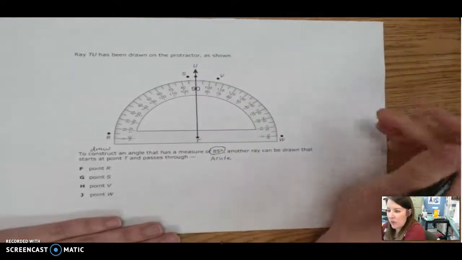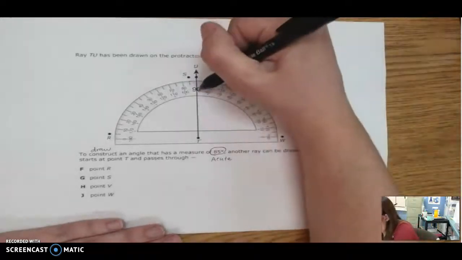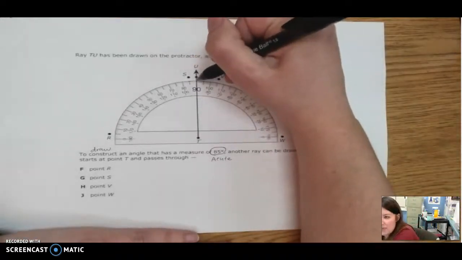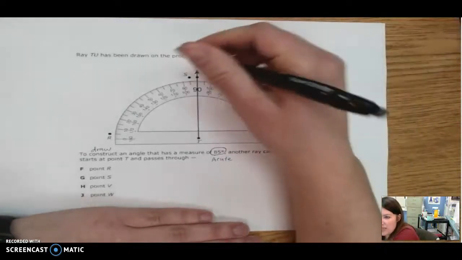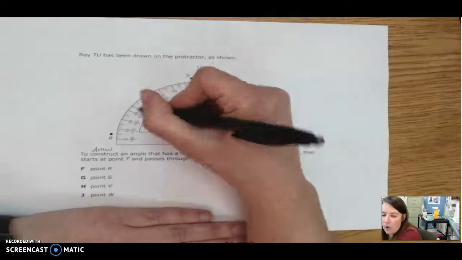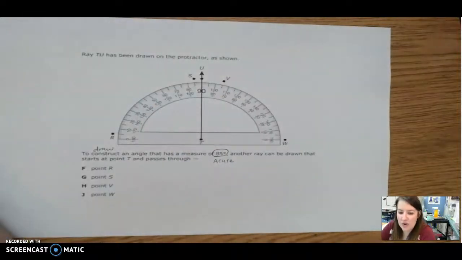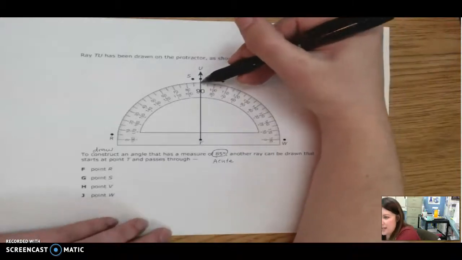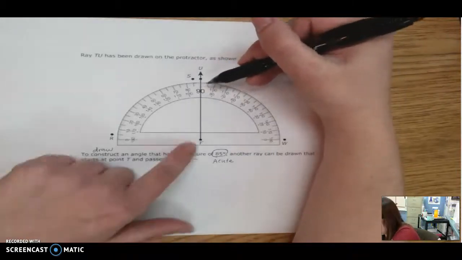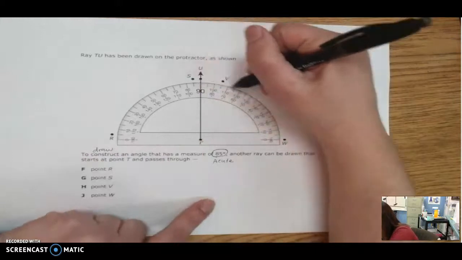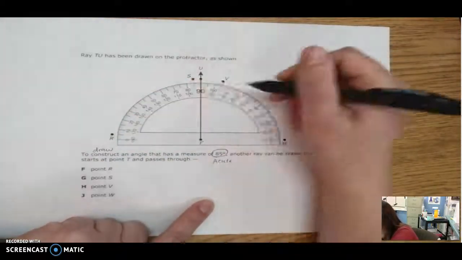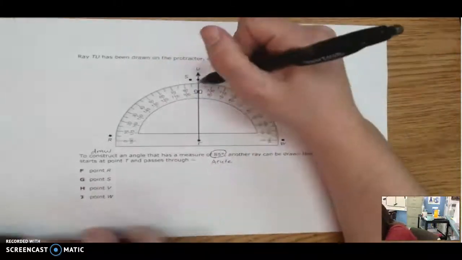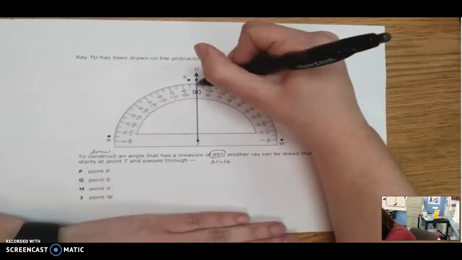The easiest way to do that is start with the ray that they give you, and we're going to count 85 degrees in one direction to see if it's there, and count 85 degrees in the other direction to see if we can find which thing matches. So let's start here at the one line it's giving us, and let's go down 85 degrees to see if it's at one of these points. And if it's not, then I'll try the other side. Okay, so let's try 85.